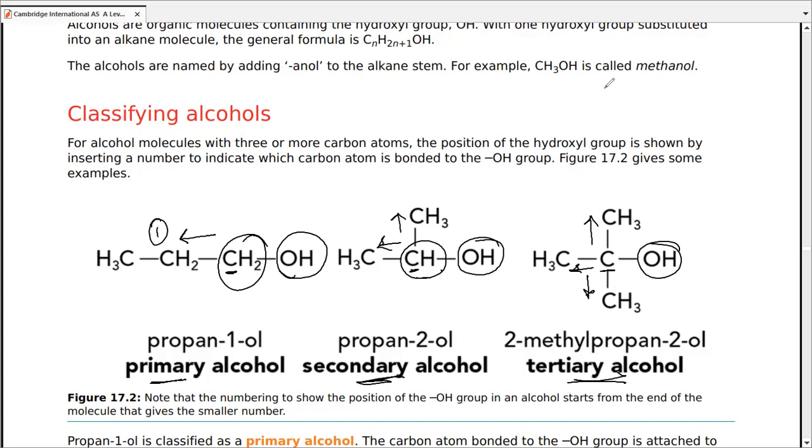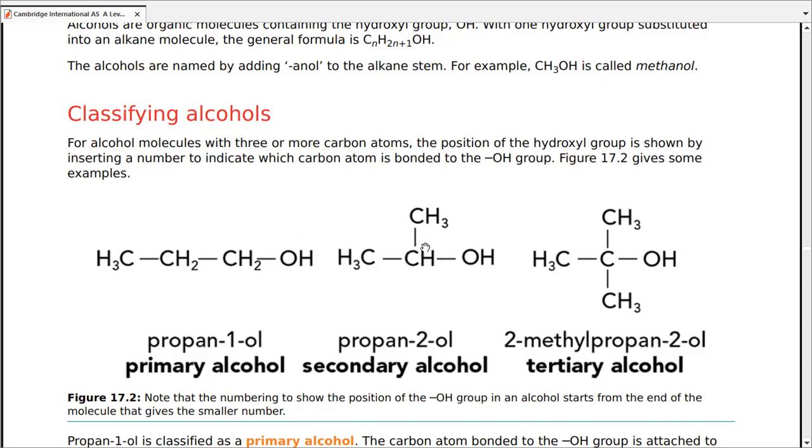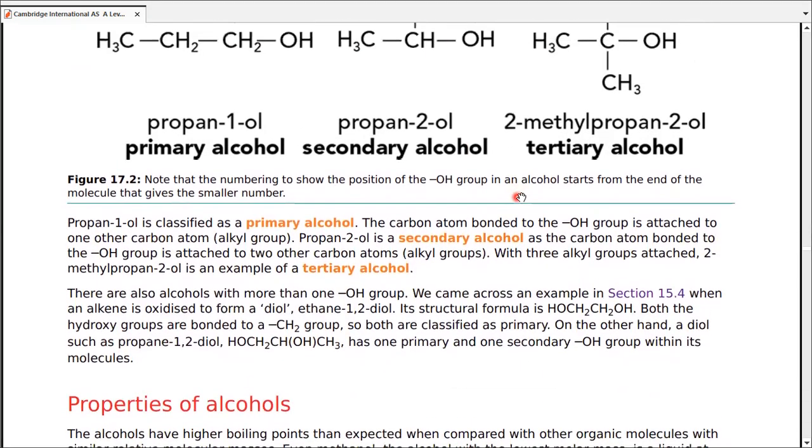Now, the book is going to go for something even more sophisticated than that. Let's take a look. Propan-1-ol is classified as a primary alcohol, propan-2-ol a secondary alcohol, 2-methylpropan-2-ol a tertiary alcohol, which clearly gives us the idea that 1-ols are usually primary alcohols. Secondary and tertiary alcohols would never have 1-ol in their name. That's really not possible at all. I hope you get the idea. They always have a bigger number. It can be 2, it can be 3, it can be anything.